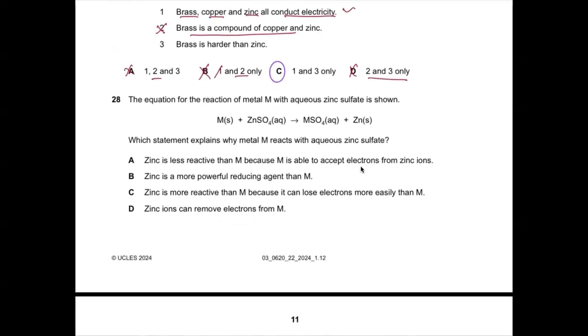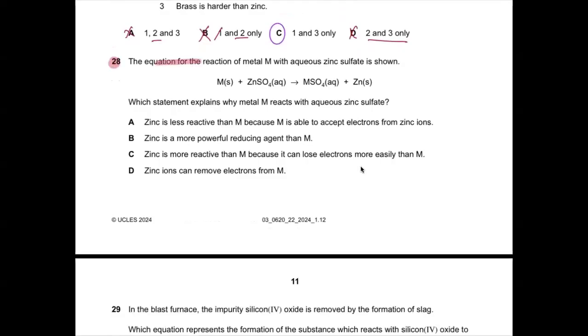Yes, sir. Then MCQ number 28. The equation for the reaction of metal M with aqueous zinc sulfate is shown. Which statement explains why metal M reacts with aqueous zinc sulfate? Okay. Zinc is less reactive than M because M is able to accept the electrons from zinc. No, it is turning into +2. So the first part is correct, but the second part is not. M is able to lose the electron to zinc. That can be the correct version.